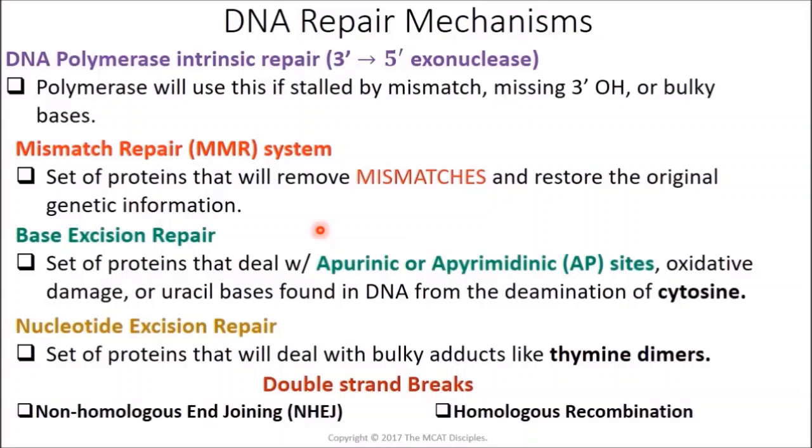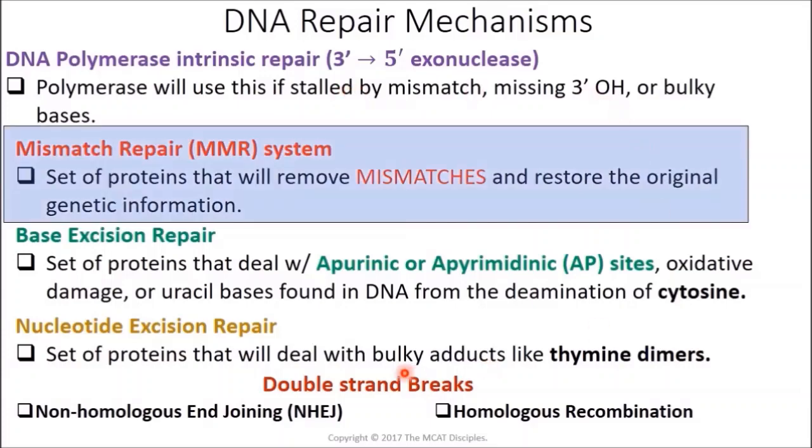Mismatch repair, MMR, is a set of proteins that will remove mismatches and restore the original genetic information. You have base excision repair, which is a set of proteins that deal with apurinic or apyrimidinic sites, AP sites, oxidative damage, or uracil bases found in DNA from the deamination of cytosine. Nucleotide excision repair is a set of proteins that will deal with bulky adducts like thymine dimers. And then you have double strand break repair. We've already gone through this. I showed you that. It just uses a water molecule to remove the wrongly incorporated nucleotide. It releases an NMP molecule.